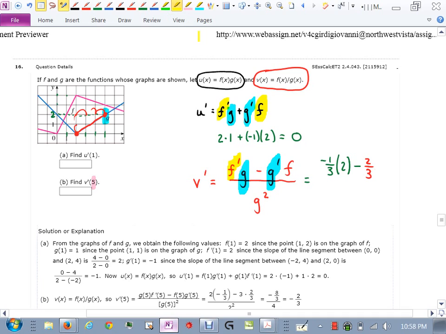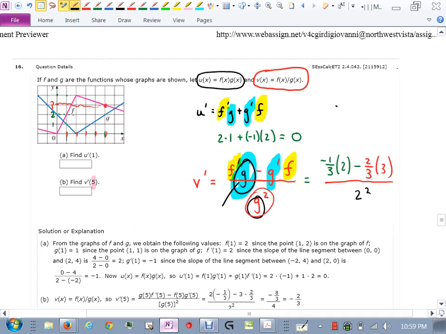And now I can look at the f function, and I'm looking at its value at 5, not its slope. So let's go out 5, 1, 2, 3, 4, 5, go up to the f function, come over here, figure out how high it is. That looks like a 3. And so this should be 3, all over g squared. Well, we already know what g is at 5, right here. All we're going to do is square that. So we take that 2, that was what it was, and we square it.